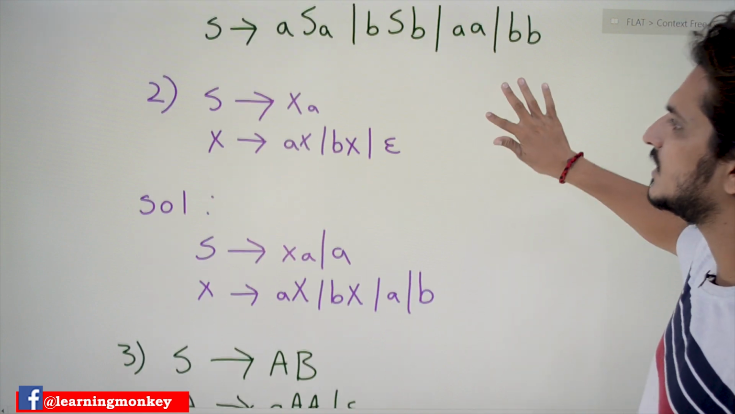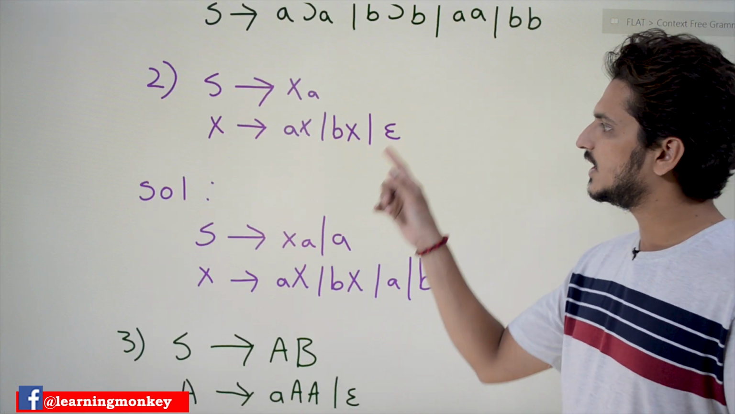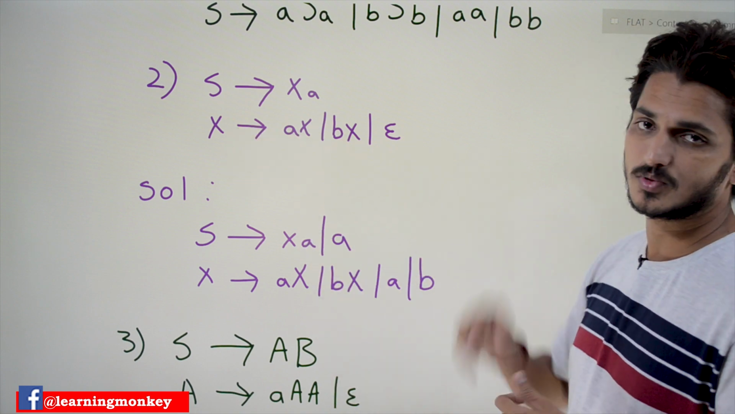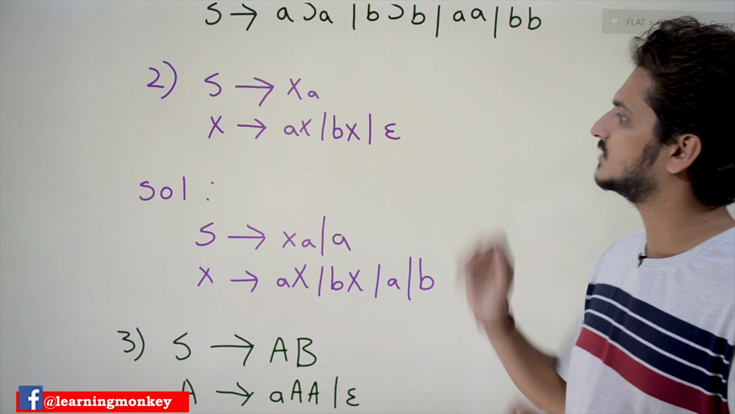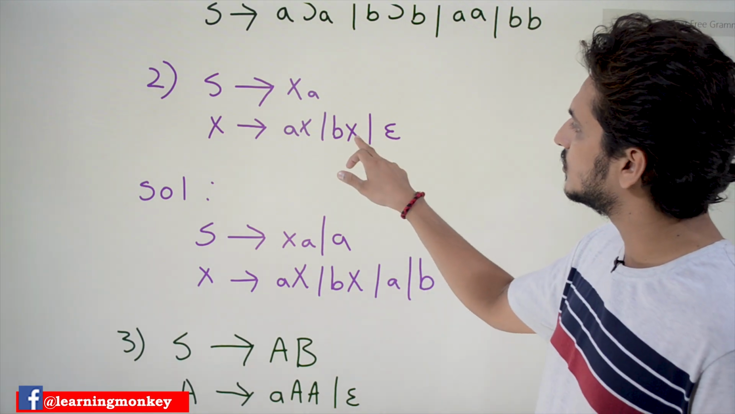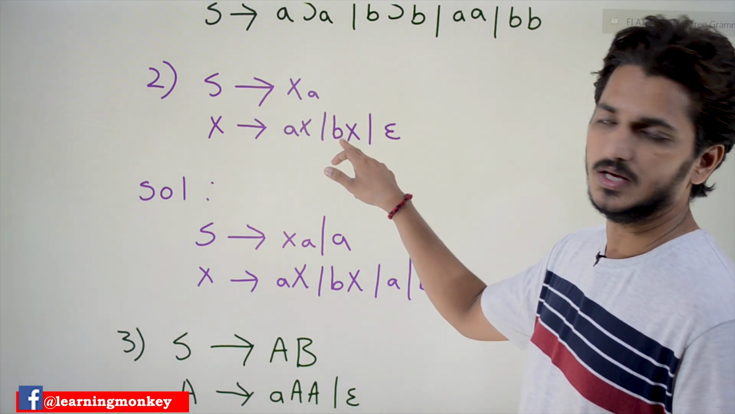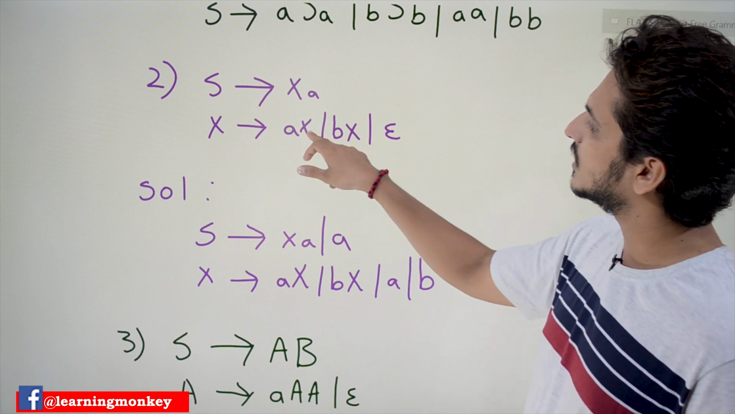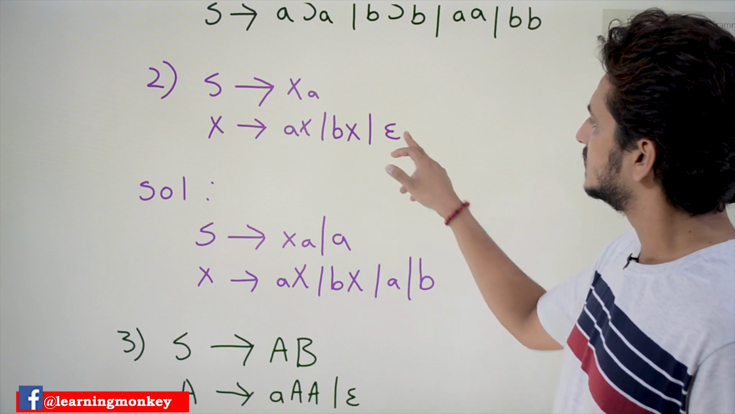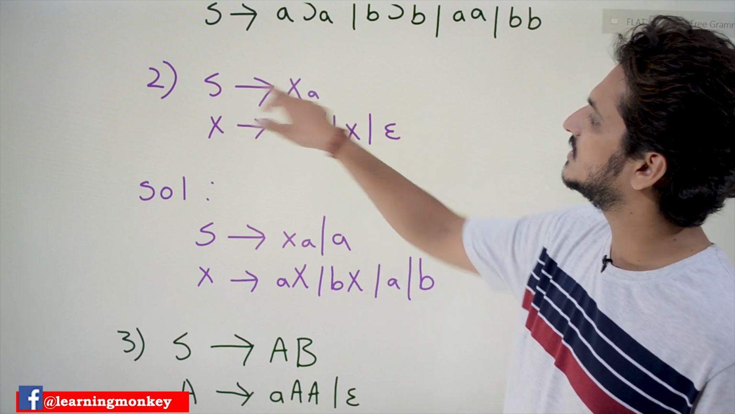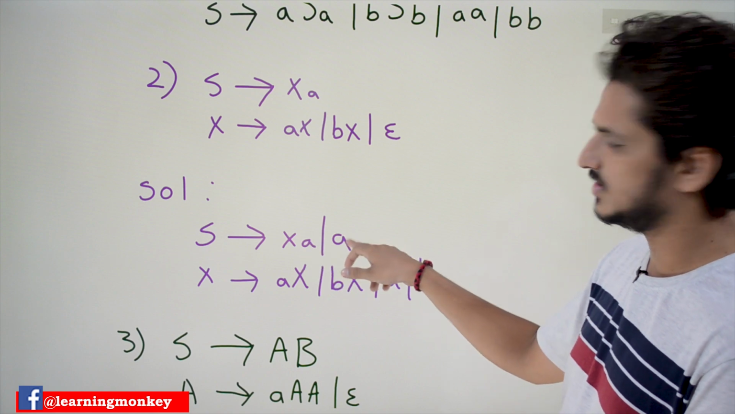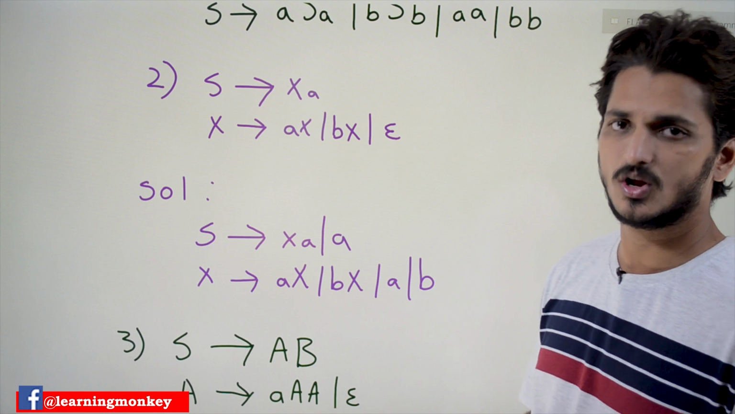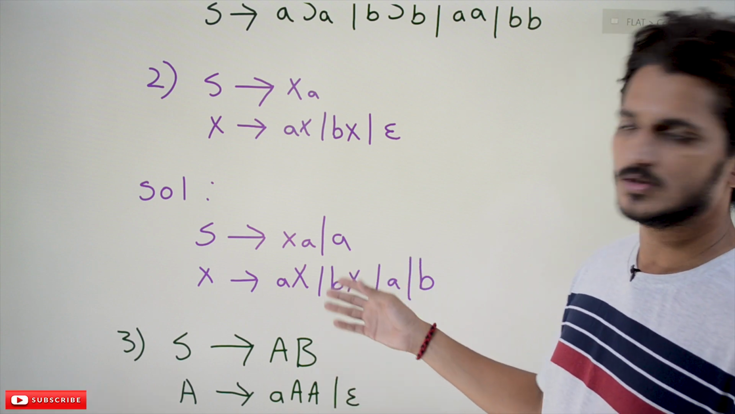Let's take one more example. S tends to XA, X tends to AX or BX or epsilon. Because X is taking the epsilon production, wherever you find X, substitute epsilon there. If you substitute epsilon here, we are left with B, so X tends to B. One more production should be added. If you substitute epsilon here, A is added. Same way, S is taking one more production, that is A, because in XA, if you substitute epsilon in place of X, it is going to take A. That is how we eliminate.